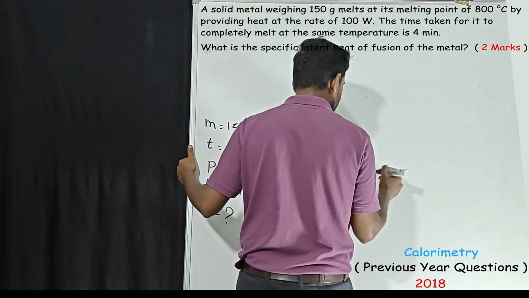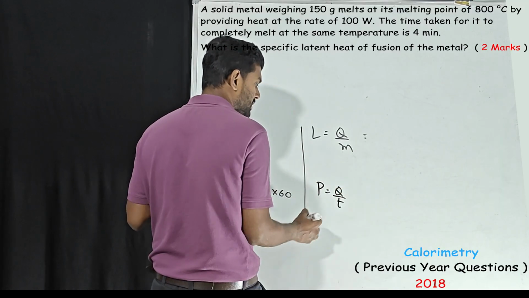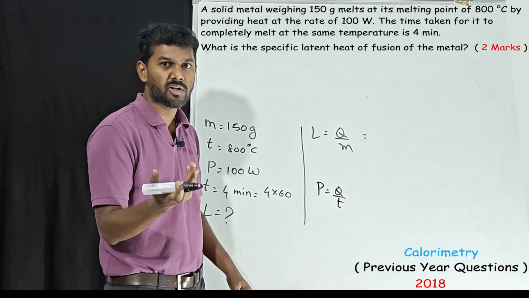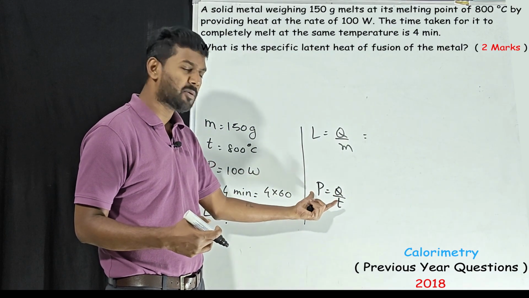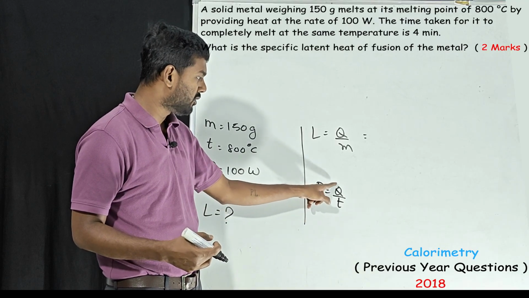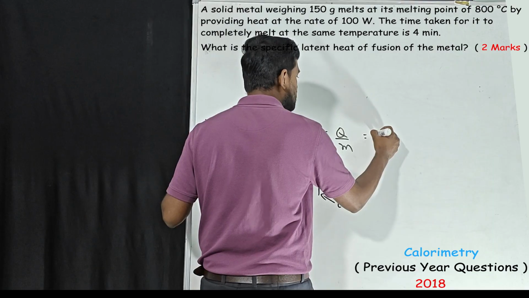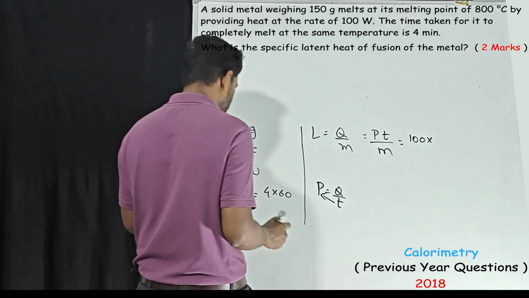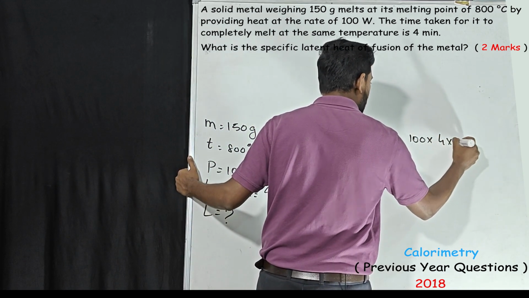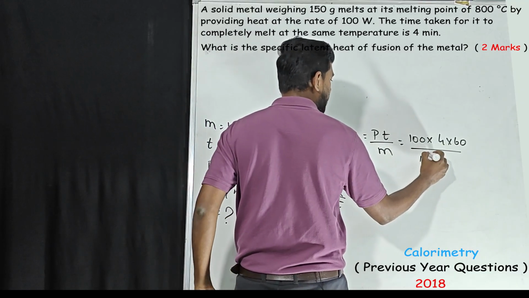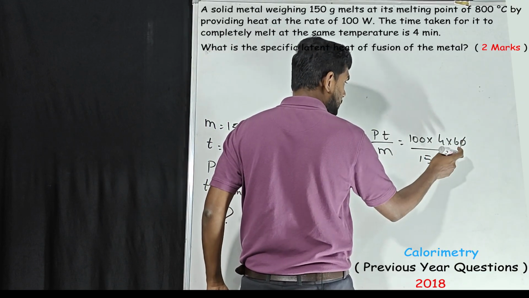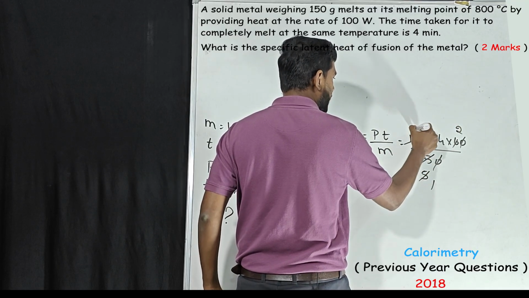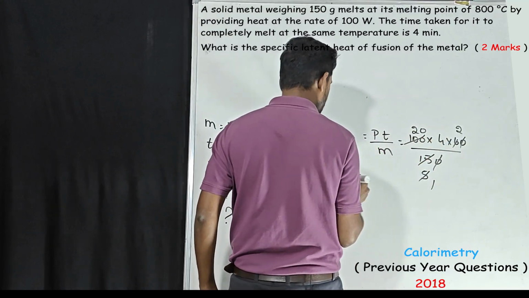So, P is equal to Q by t. This is the formula. Power is equal to energy by time, correct? Work done by time. Power is equal to work done by time. We know work done is nothing but the energy. Energy by time is nothing but power. So here we have power and time. To find Q, we need to send this on this side. So it becomes power into time by mass. What is power? Power is 100. Time, 4 into 60, by mass. Mass, what is that? 150. So 0, 0. So 3 2s are, 3 5s are. Then 5 1s are, 5 20s are. So 20 into 4 into 2. What do we have?